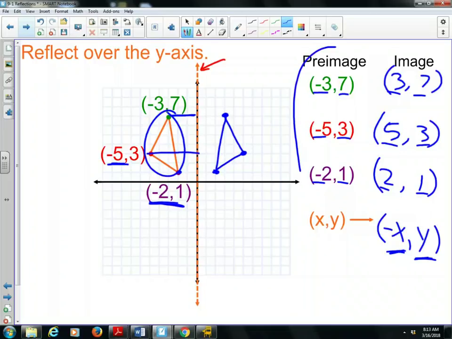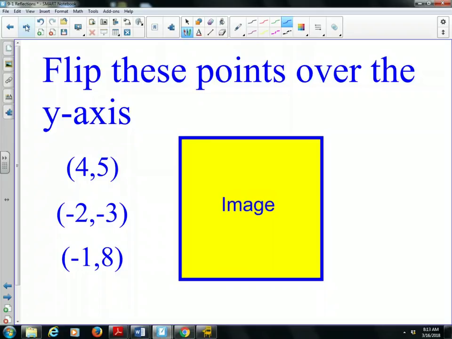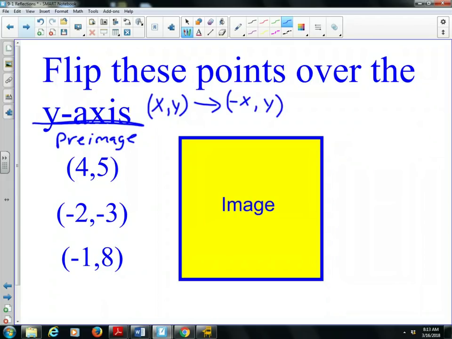So once again, the pre-image is where we're starting. After we reflect the figure, that's what we call the image. So here I have a practice problem for you. This right here is the pre-image. And for our pre-image, when we reflect it over the y-axis, if it's a point x, y, it turns into -x, y. So I want you to pause the video and I want you to reflect these 3 points over the y-axis.